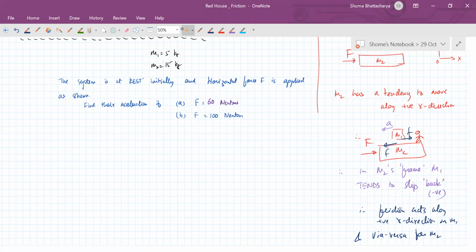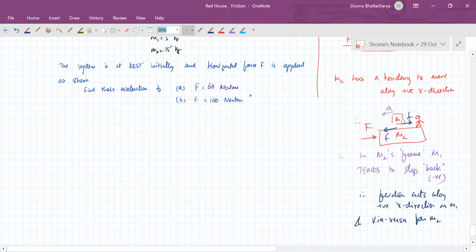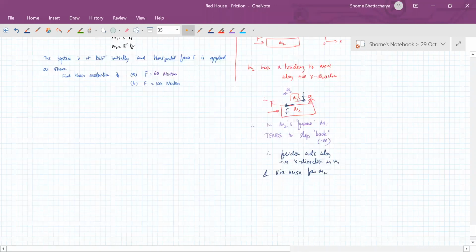Okay, so that's the first thing you have to understand. Then the other thing you have to understand here is, what is friction trying to do? It is not trying to keep the blocks at rest, because that it cannot do. The surface below is smooth.